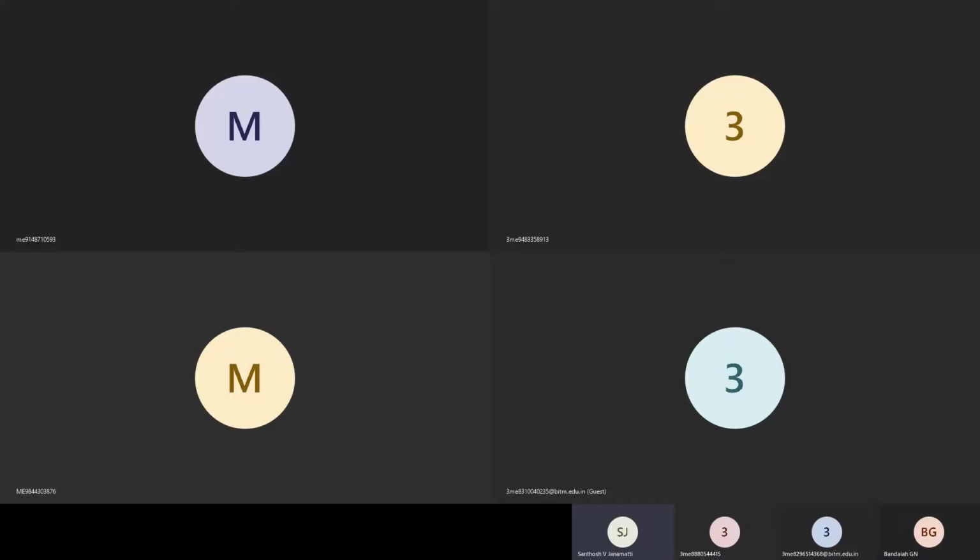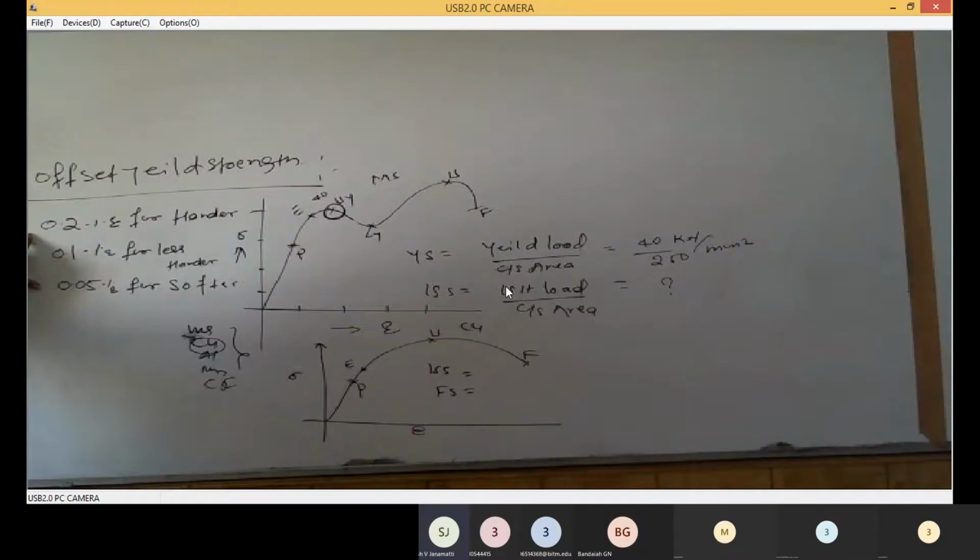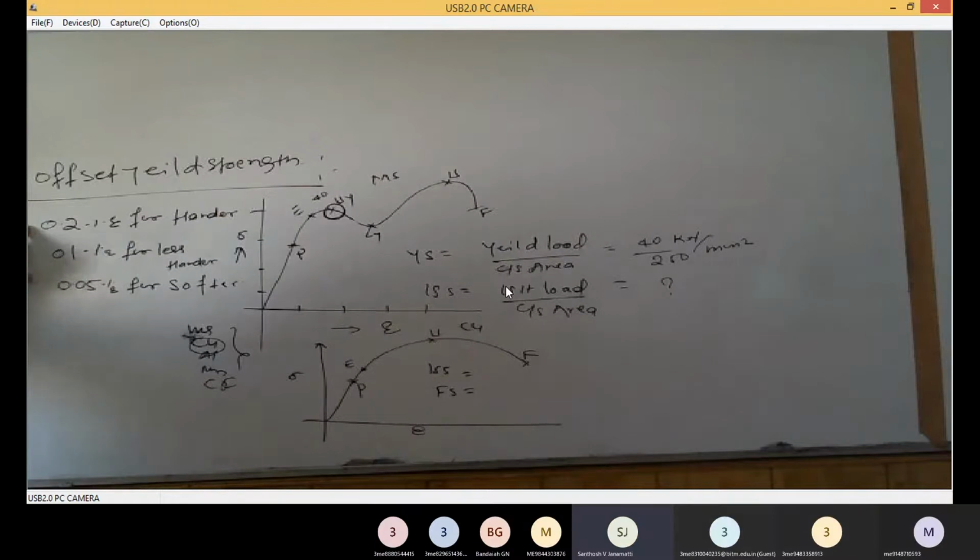From the ASTM standards or BIS standards, they are recognizing or suggesting these standard values. If your material is harder, then you can take 0.2% of strain. If your material is less hard, you can take 0.1% of strain value, or if your material is softer, you can take 0.05% of strain value.